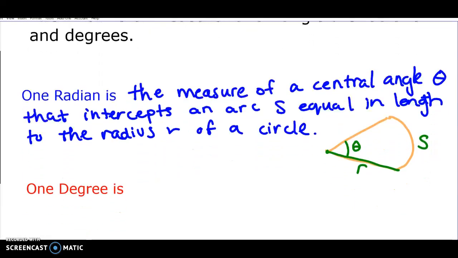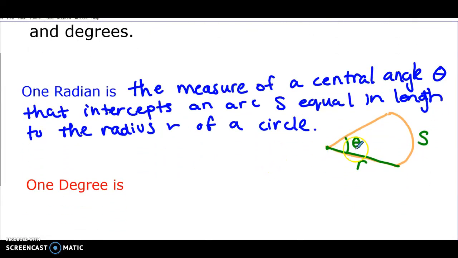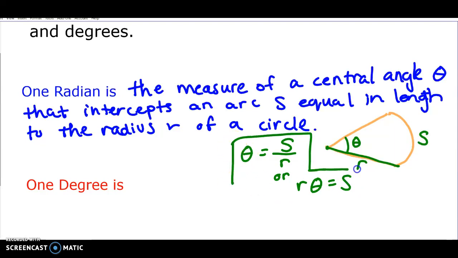So let me scroll down a little bit here. So we know that theta is equal to our arc length over the radius, S over R. Or that's the same thing as saying that R times theta equals arc length, which is a little FYI to yourselves. You're going to want to remember this for later on this unit.